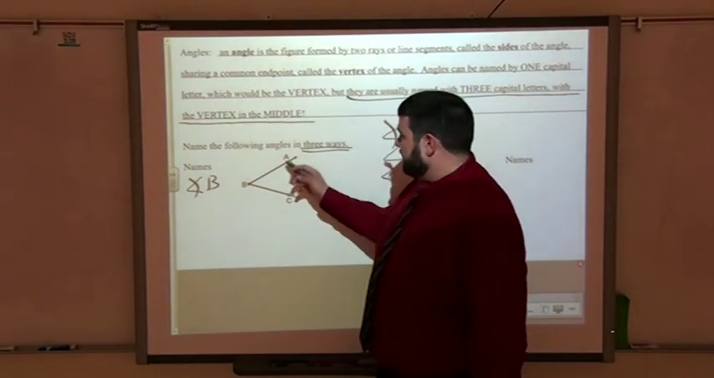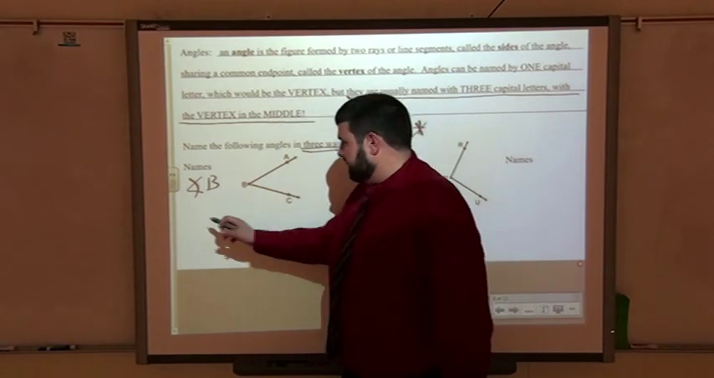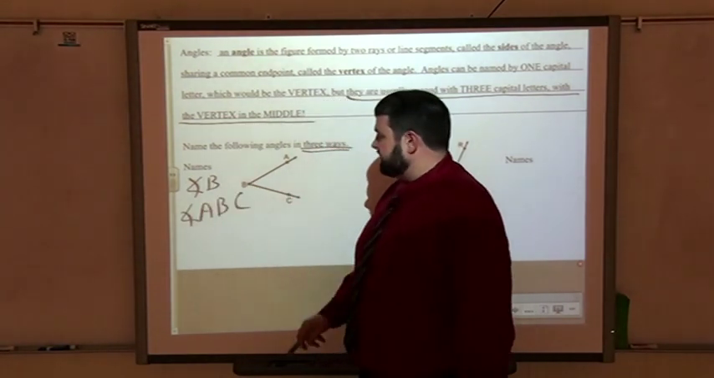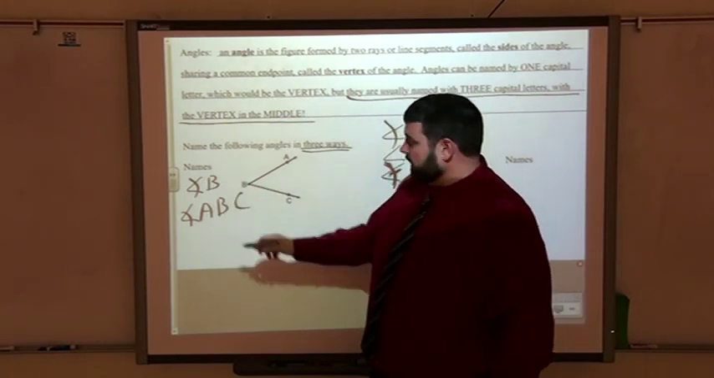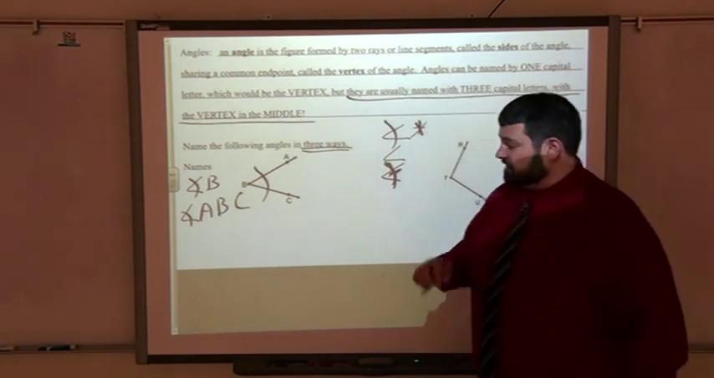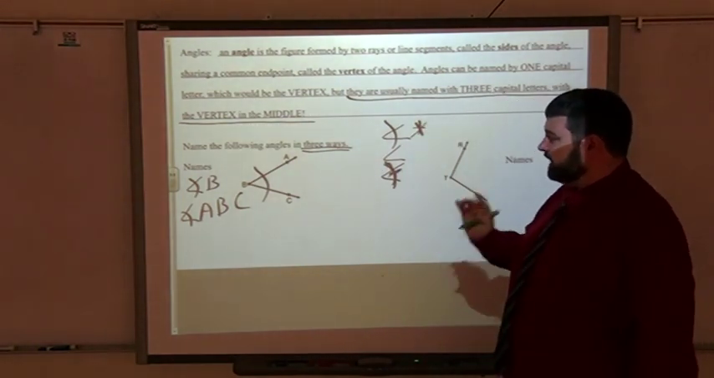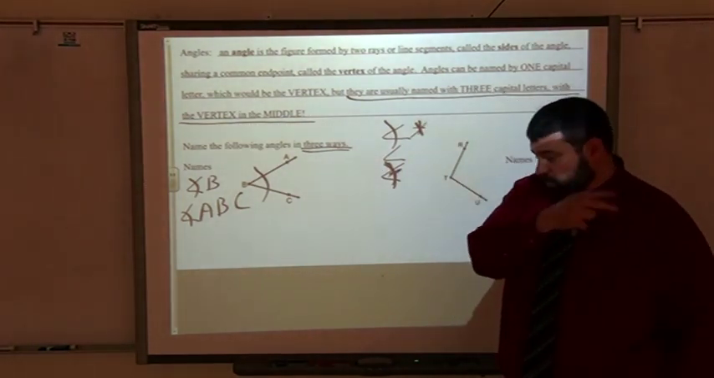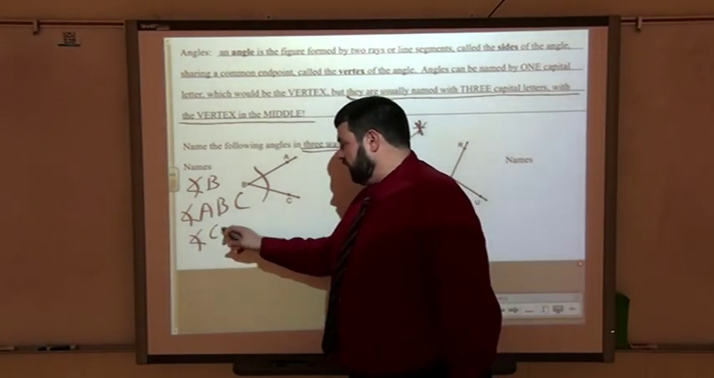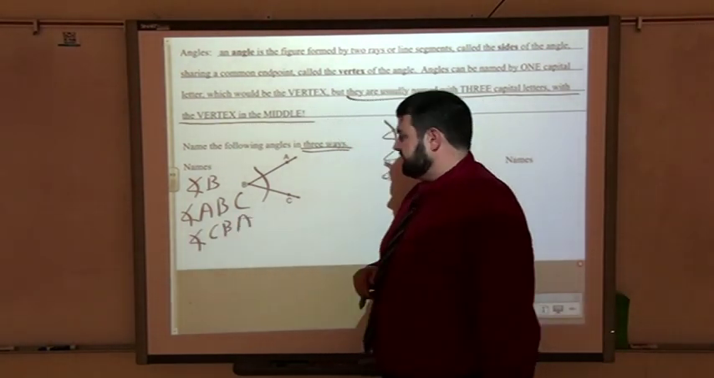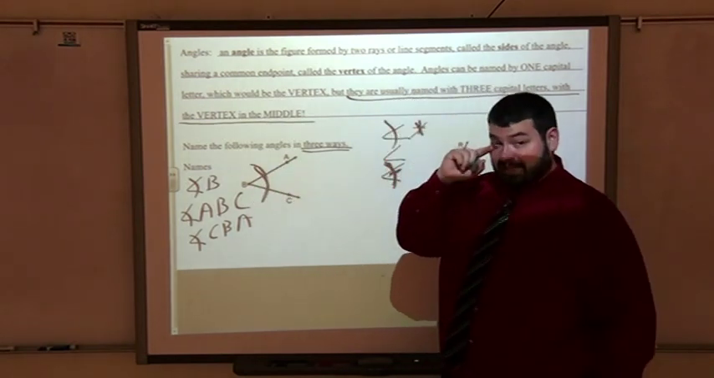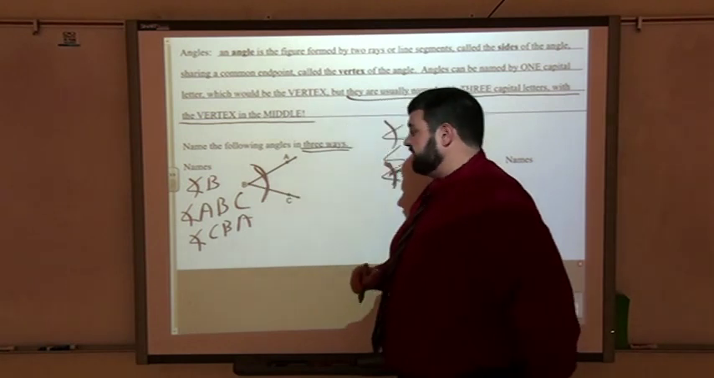So I can name this A, B, C. So angle A to B to C, where the vertex is in the middle. A to B to C is this angle right here. Okay, so that's telling me what that letter is. Now that's the second way. The third way I can name it is to call it angle CBA. So C to B to A is again the same exact angle with vertex B in the middle.